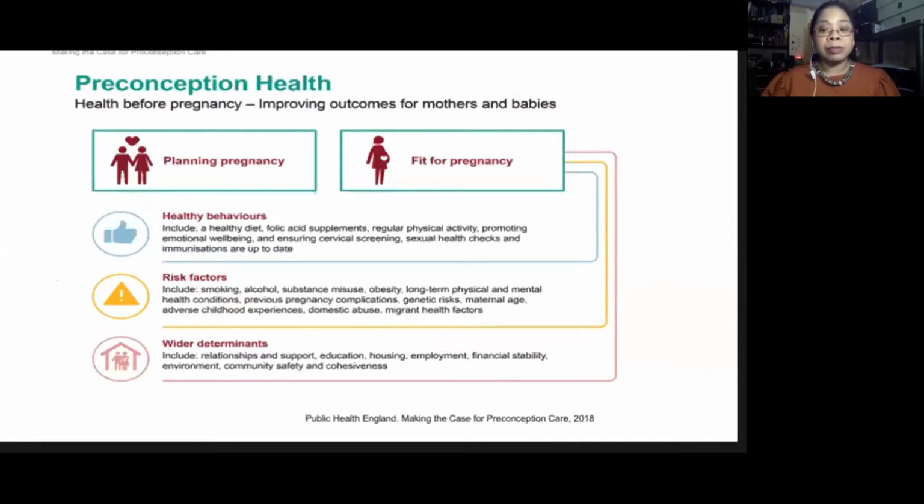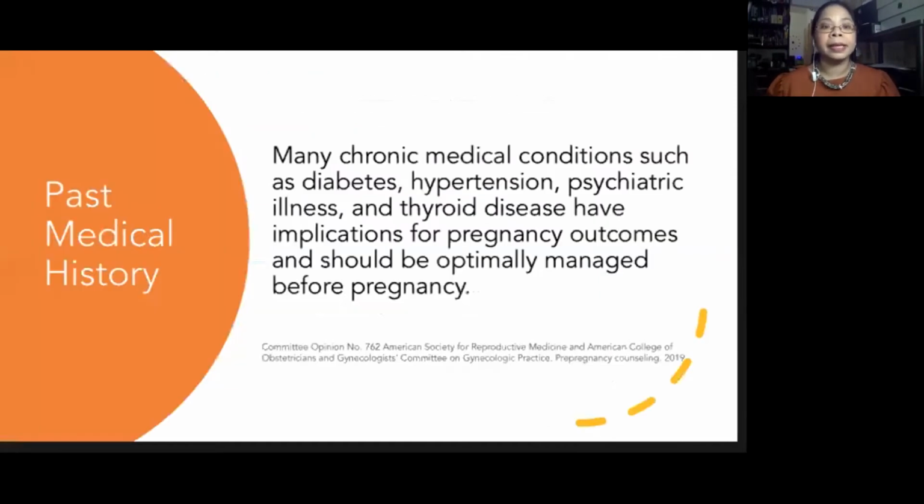Now, a woman who is fit for pregnancy also should have addressed and discontinued any unhealthy lifestyle or habits that put her at risk by diminishing her chances of pregnancy or increasing chances of adverse pregnancy outcomes. And this unhealthy lifestyle includes smoking, alcohol, and substance abuse. Now, many chronic medical conditions should be optimally managed before pregnancy. And these medical conditions include diabetes, hypertension, psychiatric illnesses, and thyroid diseases because this has implications for pregnancy outcomes.